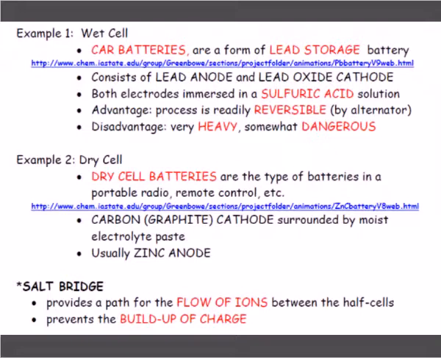All right. So, guys, these have a carbon or graphite cathode that's surrounded by a moist electrolyte paste, usually with a zinc anode. This is why, guys, with those batteries, like AAs, AAAs and stuff, over time, the older they are, that's when stuff can start to leak out, that kind of liquid paste, and then it will become crusty, and then you shouldn't use it anymore, right?